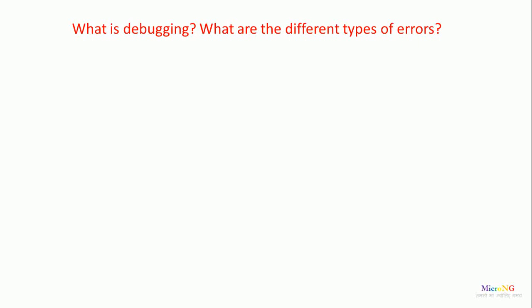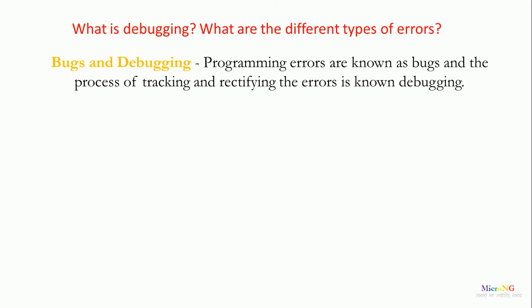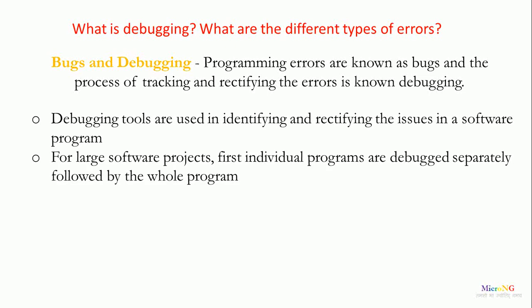Hello, this tutorial is to explain debugging and the different types of errors which occur during the debugging process. Bugs and debugging. Programming errors are known as bugs, and the process of tracking and rectifying the errors is known as debugging. Debugging tools are used in identifying and rectifying the issues in a software program.